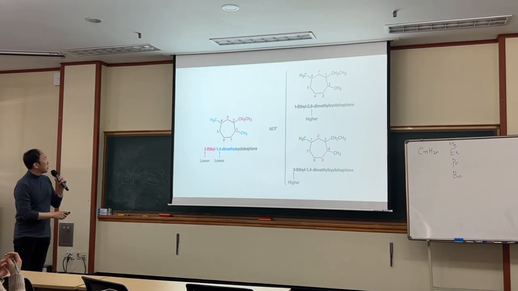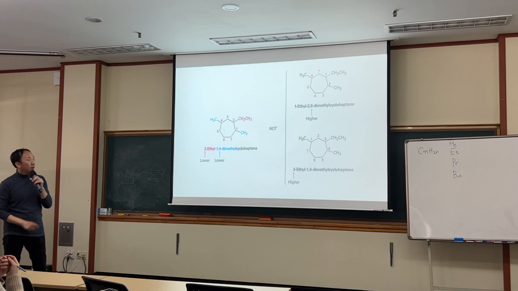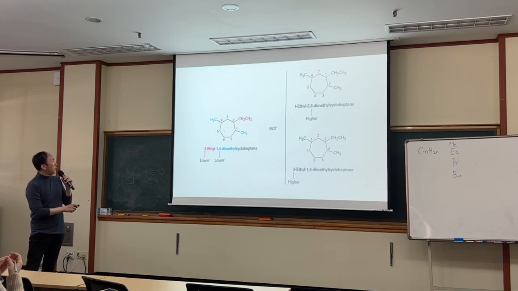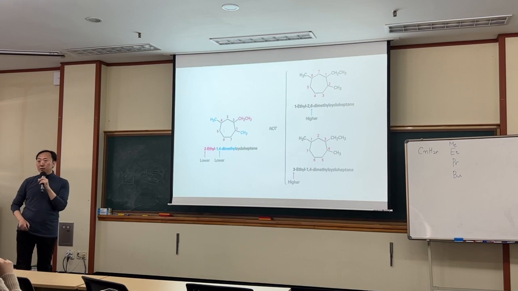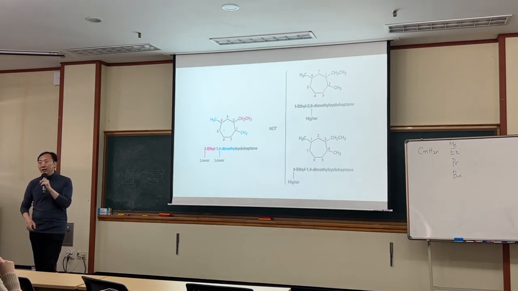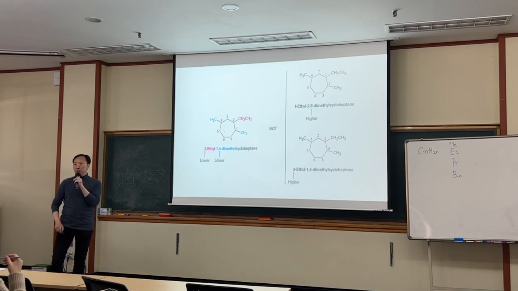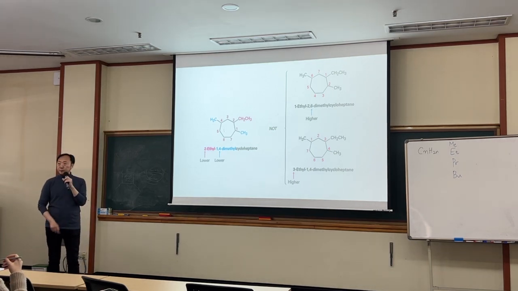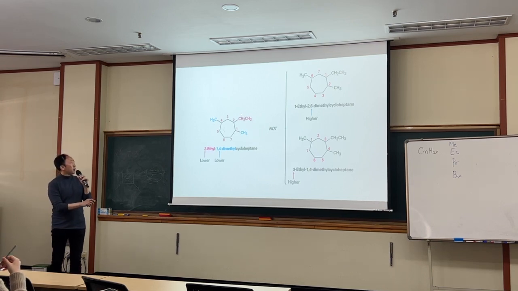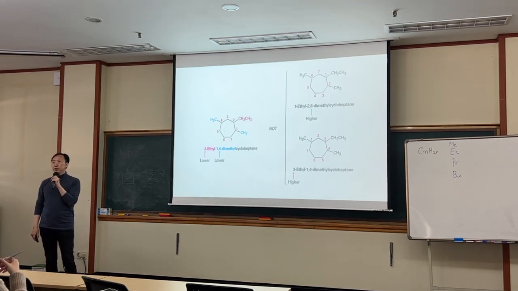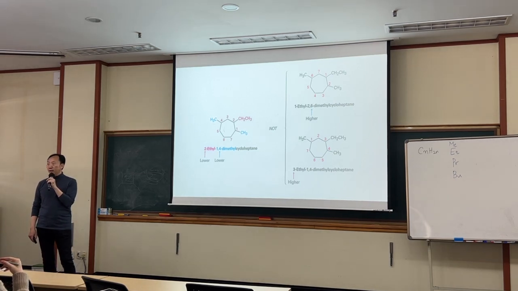So in this case, you need to choose. Try different numbering and choose the lowest number. 1, 2, 3, 1, 2, 4, 1, 3, 4, and 1, 2, 6. You can give a different numbering. You choose the lowest number, and then you give each of the substituents in alphabetical order. Okay. Ethyl comes first, then methyl, so you give this one numbering first, and then 2-ethyl and 1,4-dimethyl. Okay? Give the lowest number first, and then alphabetical order.